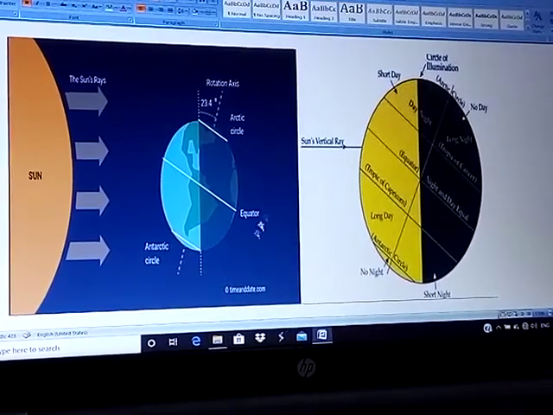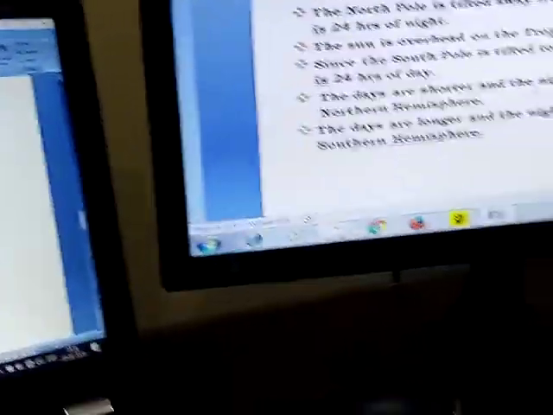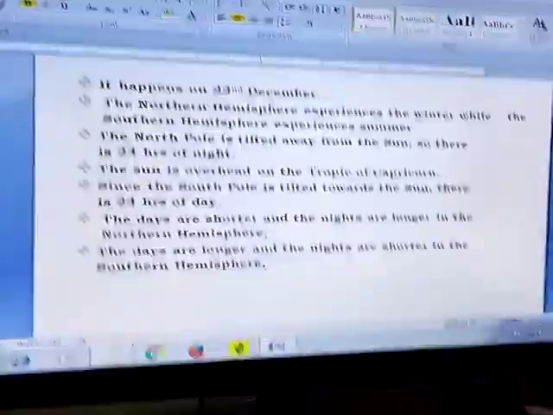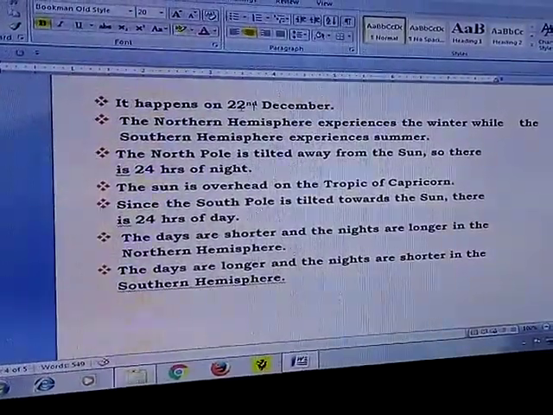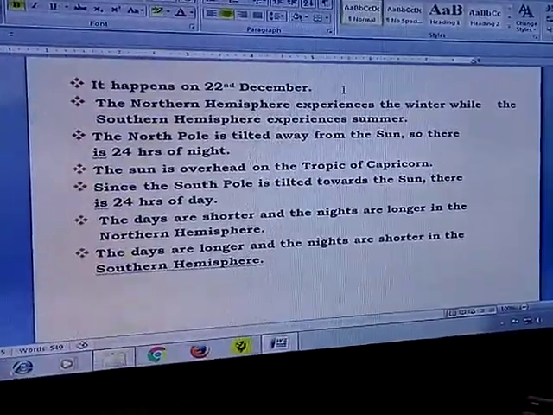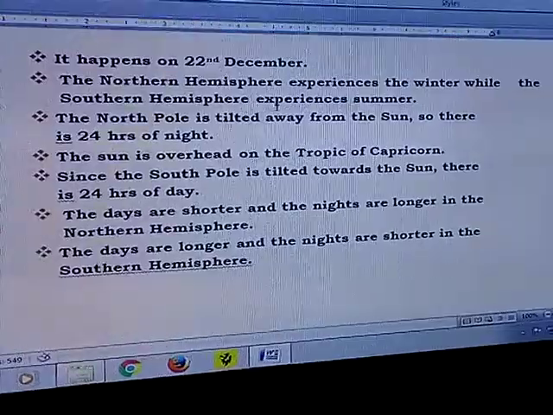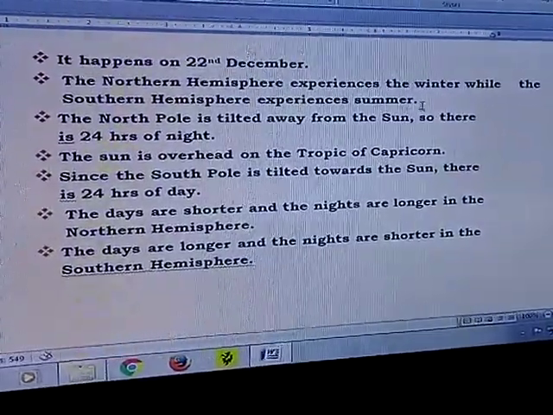Now what are the features of the winter? Let's highlight the features of the winter solstice. First of all, it happens on 22nd of December. I remind you once again, from the northern hemisphere point of view, the northern hemisphere experiences the winter while the southern hemisphere experiences summer. This always happens as the opposite.